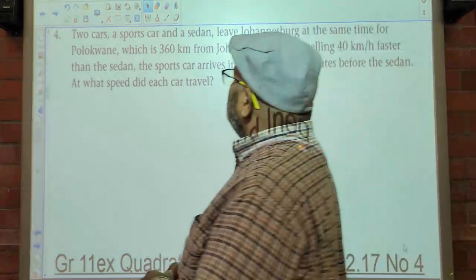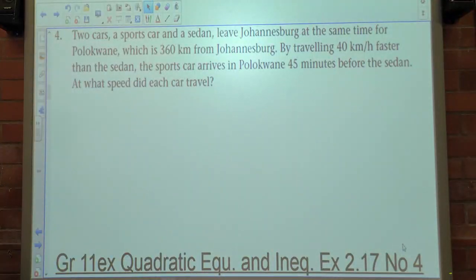Okay. Two cars, a sports car and a sedan, leave Johannesburg at the same time for Polokwane, which is 360 kilometers from Johannesburg. By traveling 40 kilometers faster than the sedan, the sports car arrives in Polokwane 45 minutes before the sedan. At what speed did each car travel?